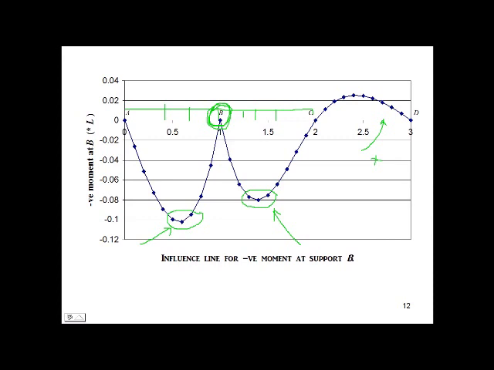Finally, the influence line ordinates should be multiplied by L. Why? Because we omitted the term L in our calculations.